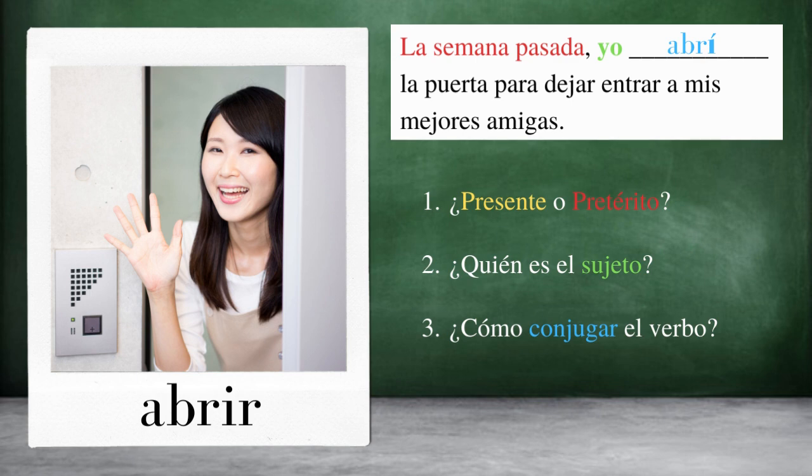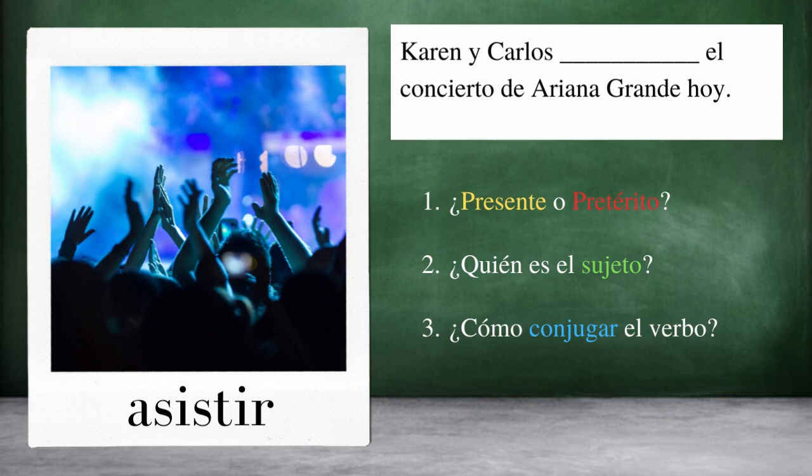Abrí. Did you remember to put an accent on the I? Buen trabajo. Let's take a look at another example together. Karen y Carlos blank el concierto de Ariana Grande hoy. The verb that we're using in this sentence is asistir. And if you remember, asistir, even though it looks like assist, it really means to attend. Our first question is, is this sentence presente o pretérito?